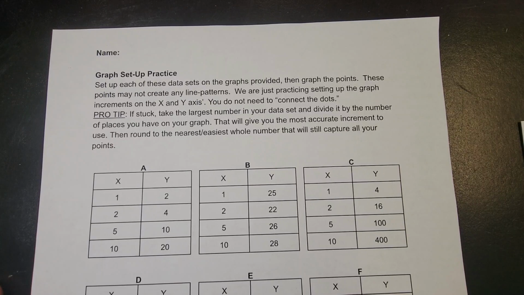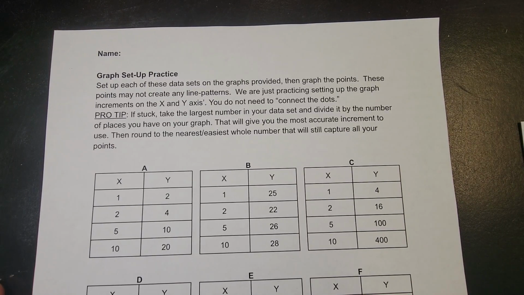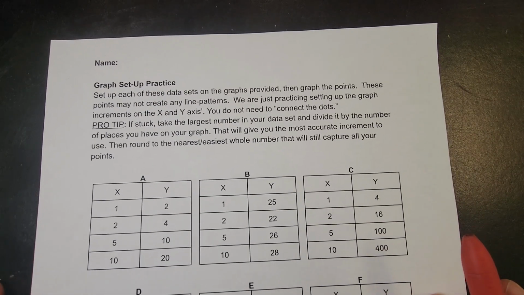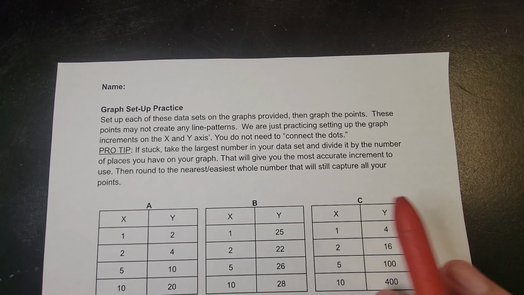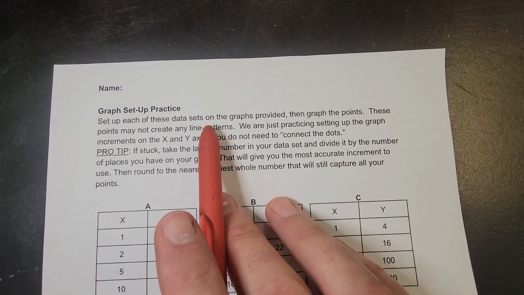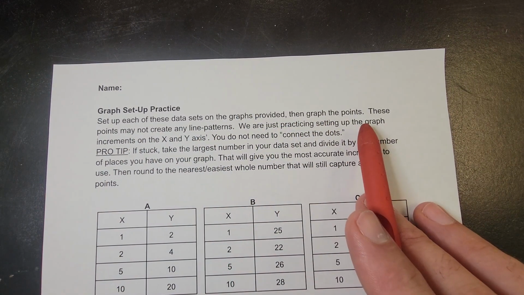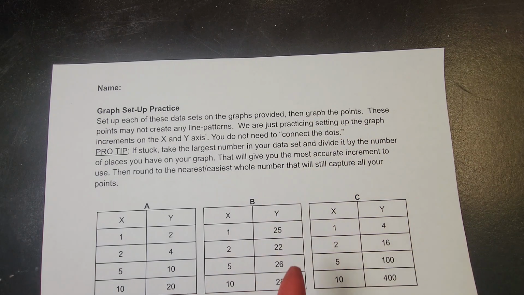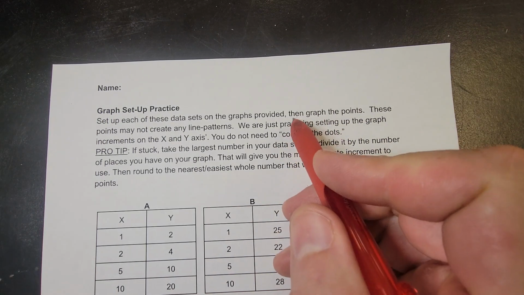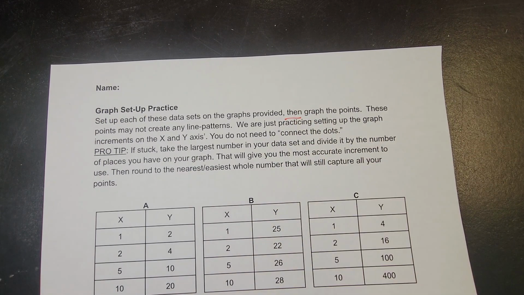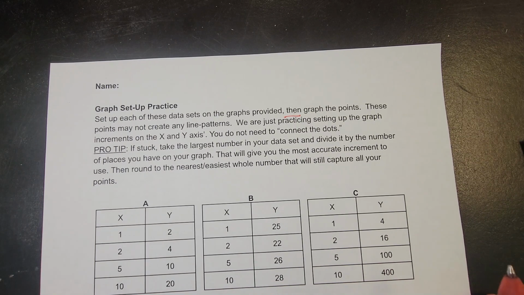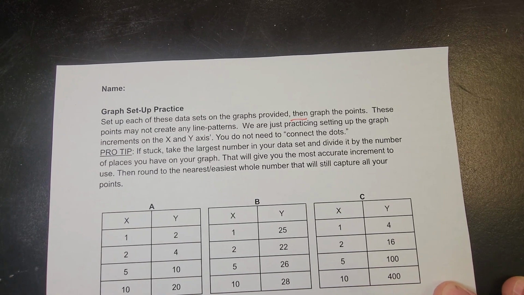Here's a quick refresher on how to do this graphing practice setup sheet if you missed it, or if you need to redo it for some reason. So the instructions here are pretty clear. It says set up each of these data sets on the graphs provided, then graph the points. So that's really important. You definitely want to do one, then the other. So set up all of them on the paper, and then come back and graph the points. It makes life a lot easier.